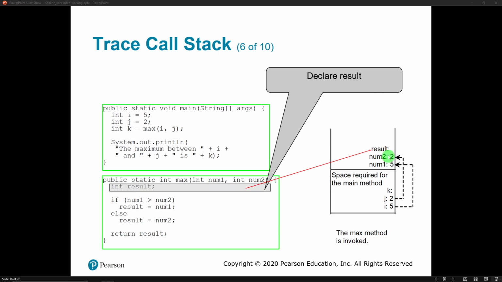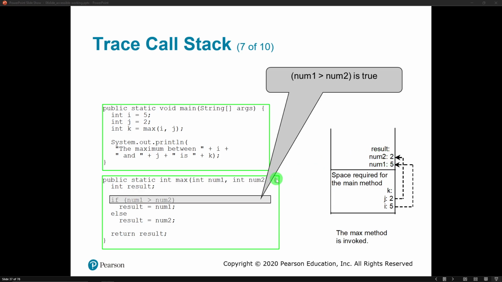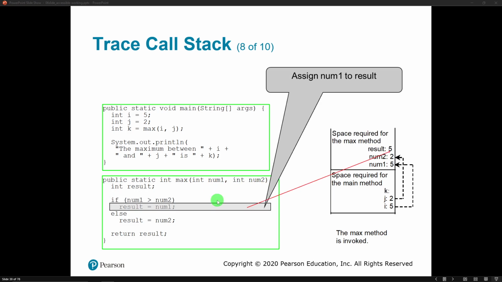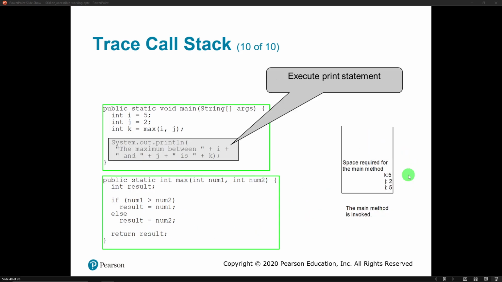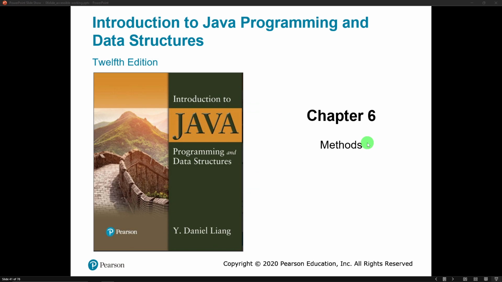We declared a variable called result, which was put on the stack. We went through the logic of our program here. We assigned a value to that result variable. Okay. And then we returned the result. And when we did, it came back to the place that we called it and got assigned to this variable k. And that call to the method got removed from the stack. Okay. And we executed the print statement, and that was the end.